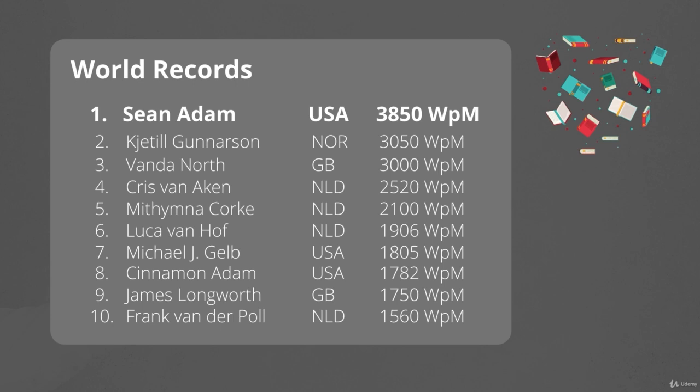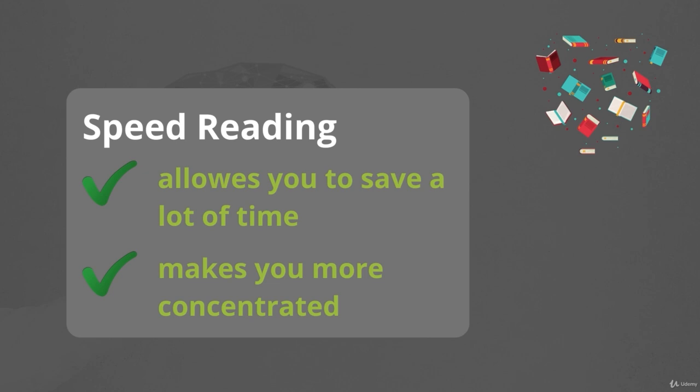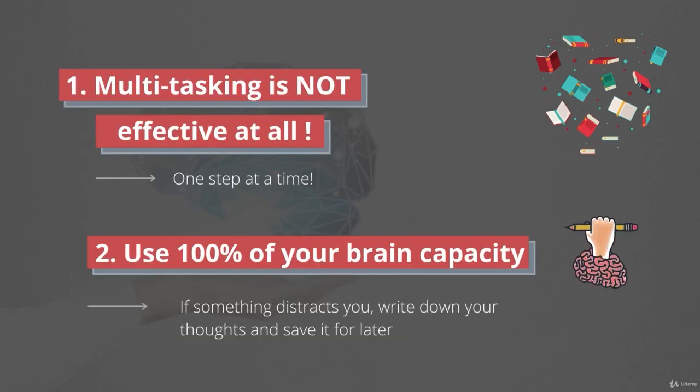Out of all of the advantages of speed reading, there are 2 main ones. First of all, speed reading allows you to save a lot of time. And I really mean a lot. Reading is an integral part of our lives, and the less time we take for that, the more time we have for other things, or for more reading. And the second big advantage is that it makes you more concentrated. Which almost sounds too good to be true, but remember the 2 tips that I gave you about concentration.